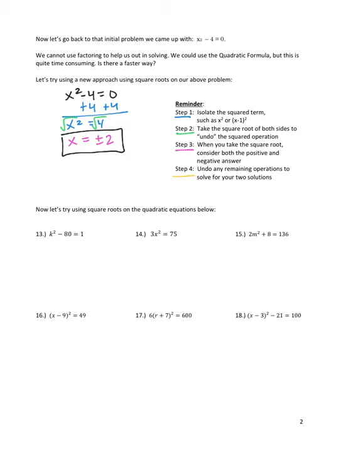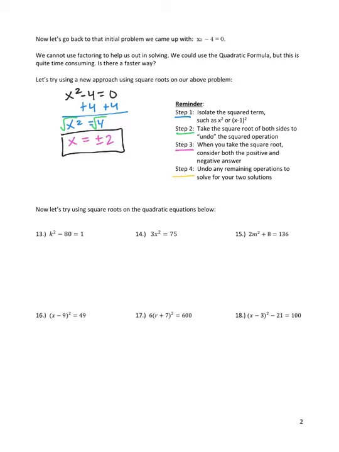All right, now let's try going through some of the steps below, and don't worry, we'll see a step 4 as well. We're probably going to see that in the later problems, like maybe number 16, 17, or 18. So let's start with number 13.